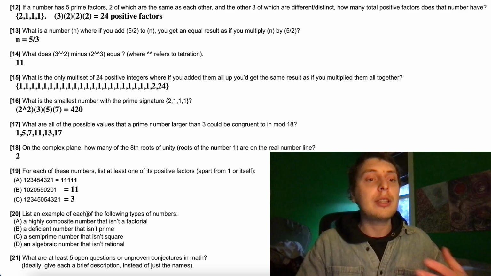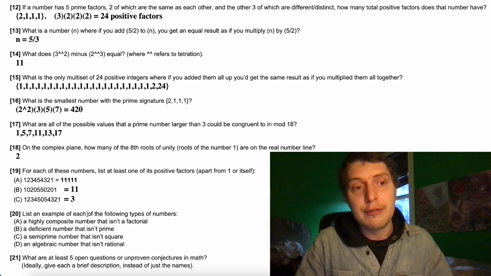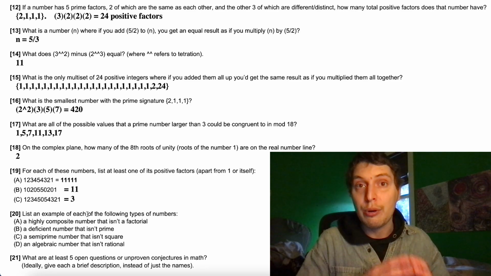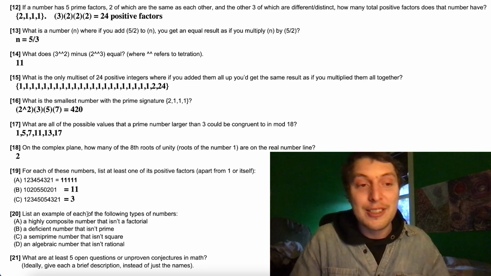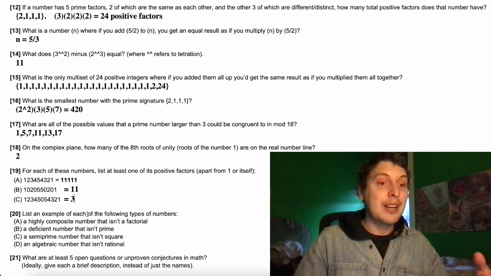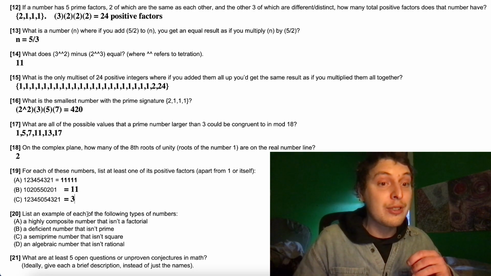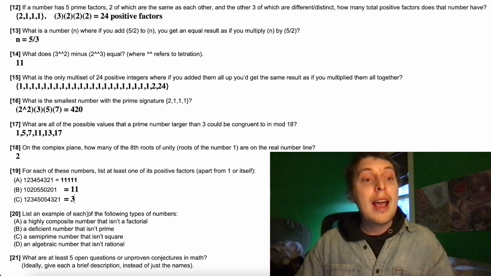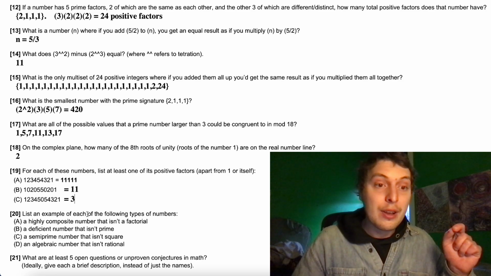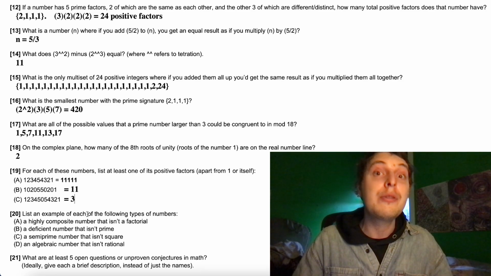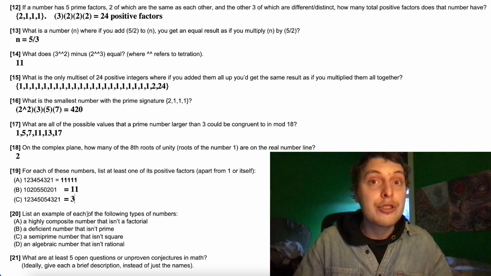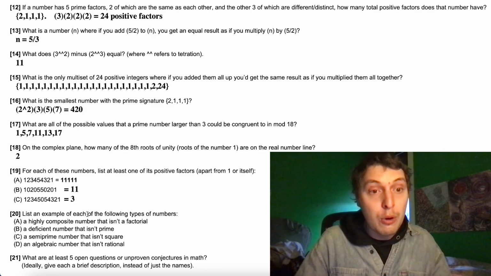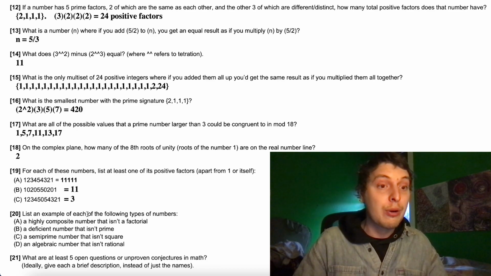Here I asked to list an example of each of these following types of number. First was a highly composite number that isn't a factorial. Now, there's an infinite amount of answers here, and that's because there's an infinite amount of highly composite numbers, and only the first 7 factorials are highly composite. And so we can't answer some of the classic highly composites due to them being factorial. We can't answer 1, 2, 6, 24, 120, 720, or 5040. Those are the highly composite factorials.